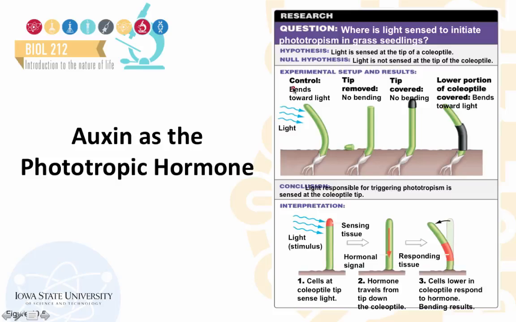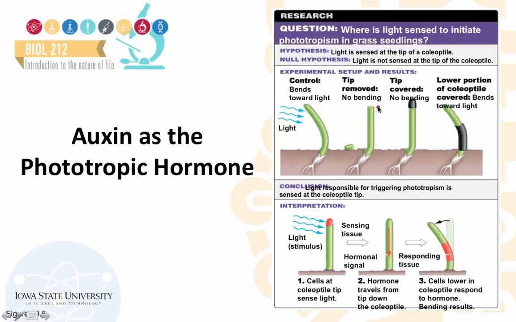The Darwins wanted to find out which was the light sensing region and which was the light responding region in the coleoptile. To find out, they set up an experiment where they studied the growth of grass coleoptiles in the presence of light under various conditions. The first served as a control in which the coleoptiles were allowed to grow under natural conditions.